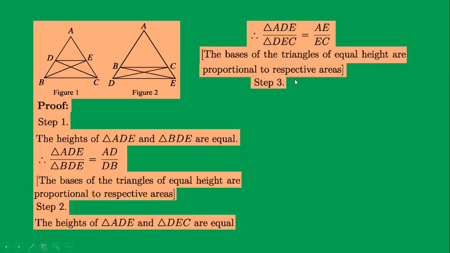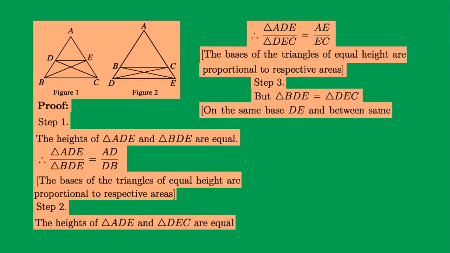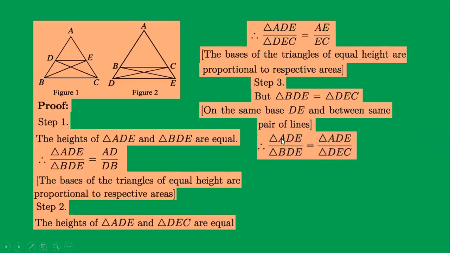Step 3: but triangle BDE equals triangle DEC, on the same base DE and between the same pair of lines. Using this information, we can write: triangle ADE by triangle BDE equals triangle ADE by triangle DEC.